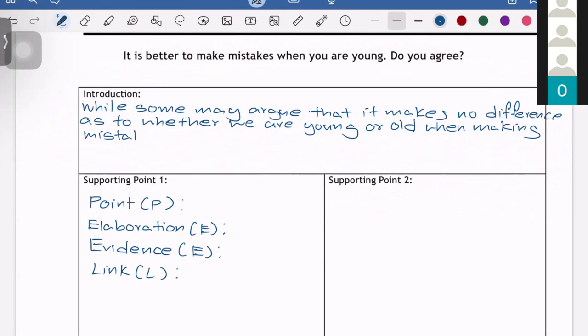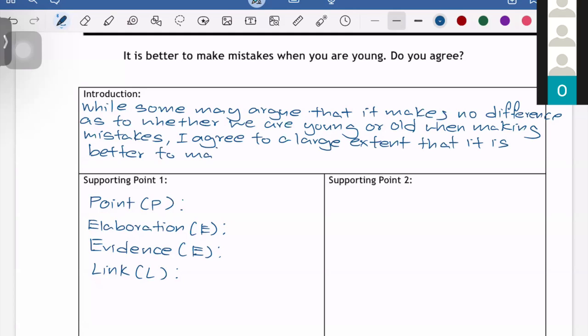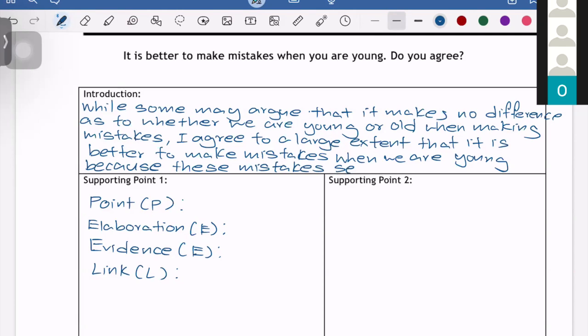This is my counter argument. I move on to state my stand. I agree to a large extent. It is better to make mistakes when we are young, because now I put in my supporting arguments. Because these mistakes serve as wisdom.